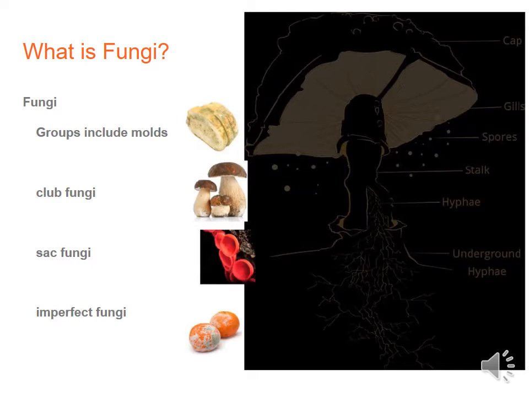So let's look at fungi a little more specifically. This group includes the molds, club fungi, so the mushrooms on the right look kind of like clubs. The base looks like a club. Sac fungi and imperfect fungi. If you look over at the picture on the right, the top is called a cap. They have gills underneath, so when you go to the store, look at some mushrooms. They have gills underneath. They release spores. They have a stalk. They have hyphae, which help grow underground, help anchor it, and then they have underground hyphae.